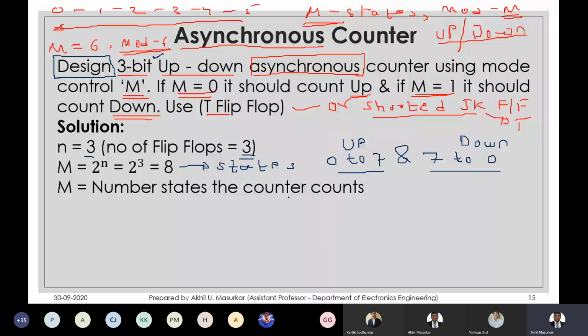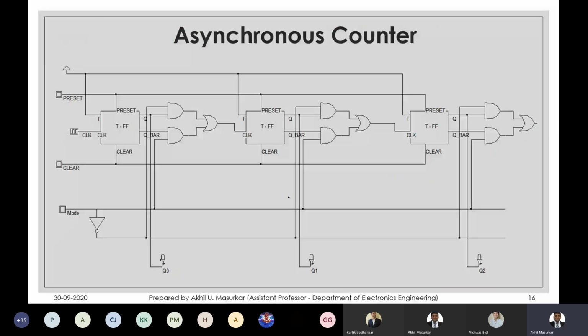So let's go ahead. Here we are talking about an asynchronous up-down counter. Now you should look at this circuit that we have designed. Now what does it do? You can see, I'll just explain one.